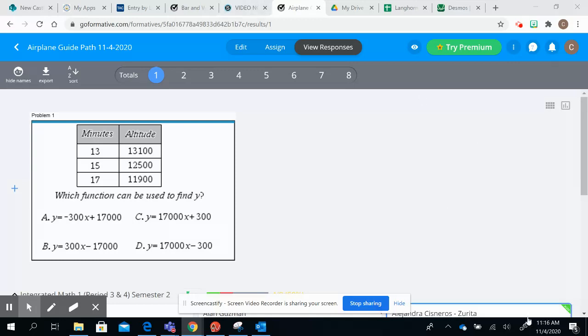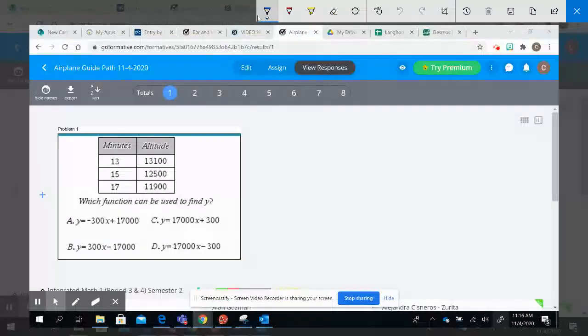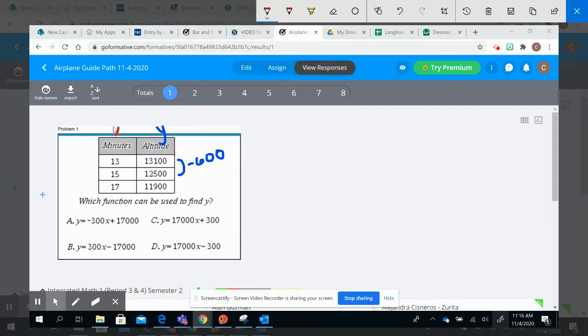I'm just going to write what I think so far out. I got my Y change. It went from 13,100 to 12,500. It's going down. It went down by 600. This is my Y. And my X, it went up by 2.